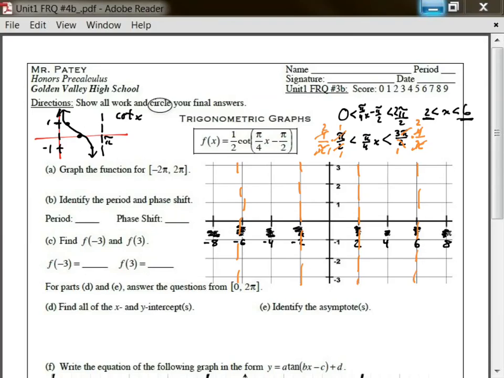In fact, that's our period too. If you didn't know what the period was, you would take pi and divide it by pi over 4. Pi, sorry. Okay, so now it would look like this: pi times 4 over pi. The pi's would cancel out, you'd be left with 4. So your period is 4, which makes sense when you look at our asymptotes, because the distance between each of these x values, between 2 and 6, is 4. What's our phase shift?